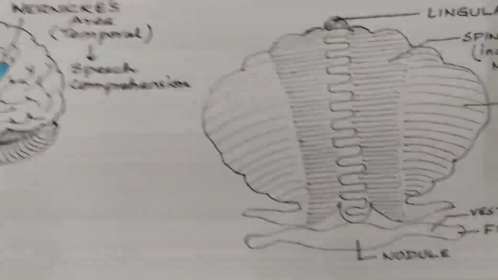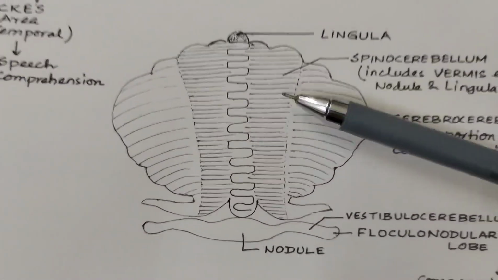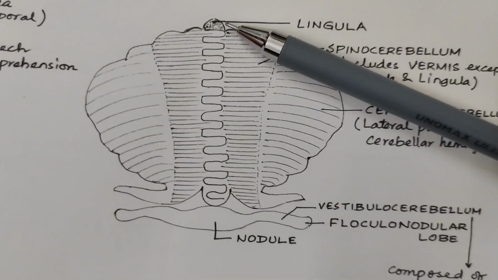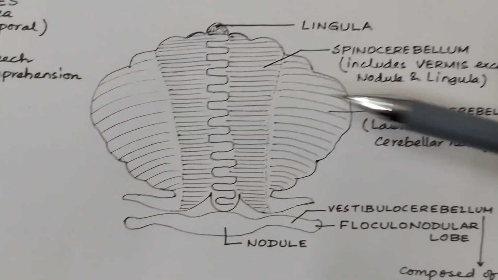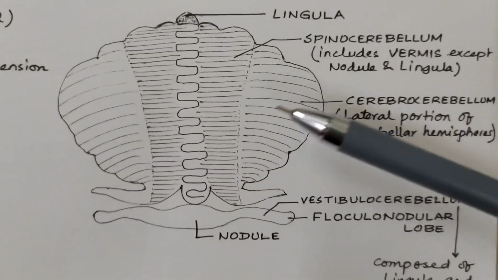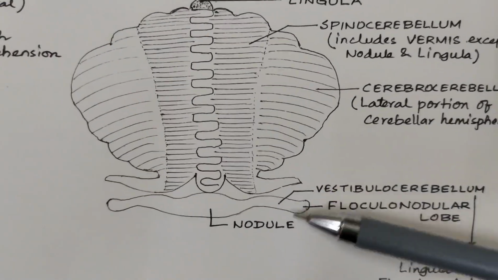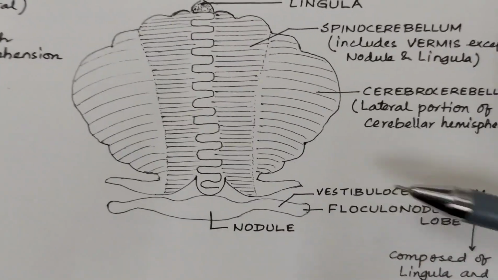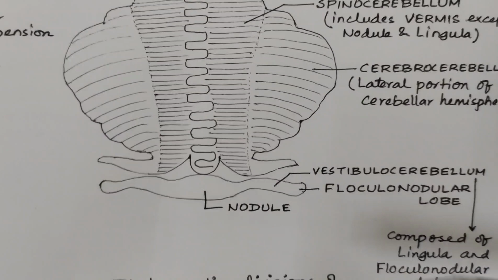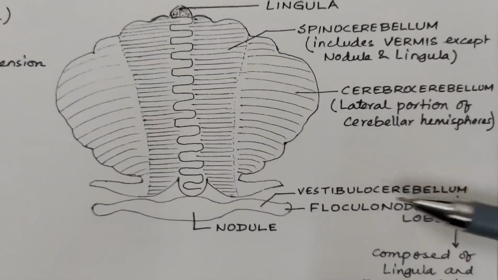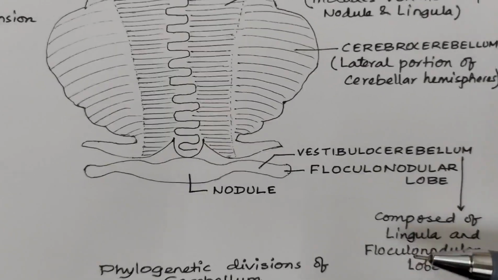Now this is cerebellum. The parts of the cerebellum are this one, the upper part is called lingula. This is spinocerebellum. This is cerebrocerebellum, and this is vestibulocerebellum. Vestibulocerebellum contains flocculonodular lobe. This is nodule. The vestibulocerebellum is composed of lingula and flocculonodular lobe.